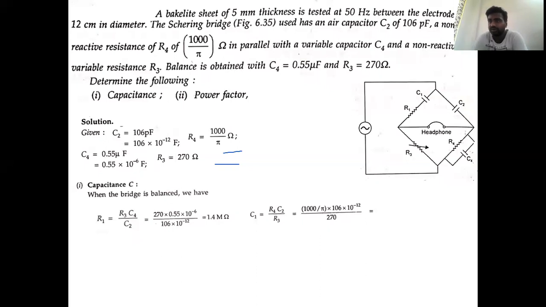Only 4 to 5 people are responding. Just make yourself interested and comfortable. If you don't have a scientific calculator, I already posted a link in the WhatsApp group to a Google Play Store scientific calculator application. Use that, it is quite reliable. You don't have any bugs.